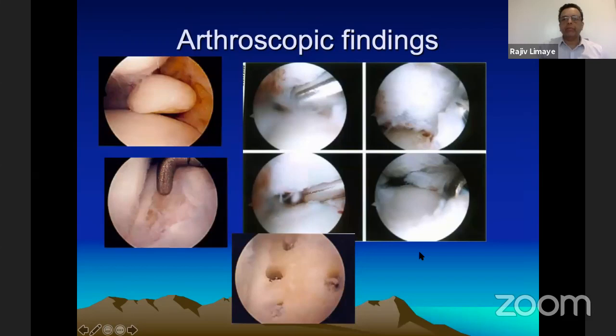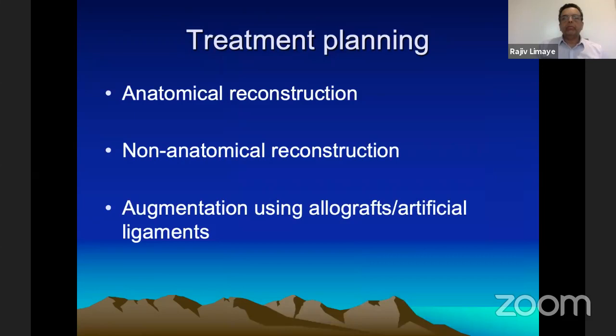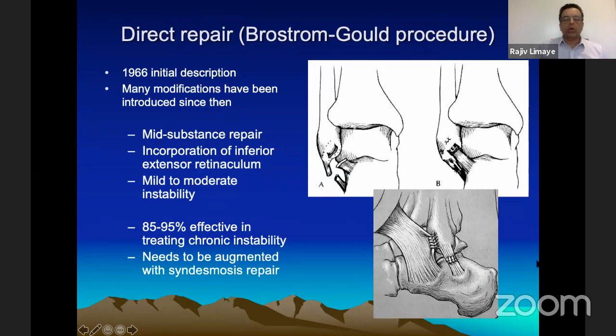Once this procedure is done, we go down the route of either anatomical or non-anatomical reconstruction, as we mentioned earlier on. However, the commonest workhorse is the direct repair or anatomic reconstruction of the ankle. This is done using the Brostrom-Gould technique. The initial description was in 1966, but was modified later on by another chap called Gould, and it is now called the Brostrom-Gould repair.